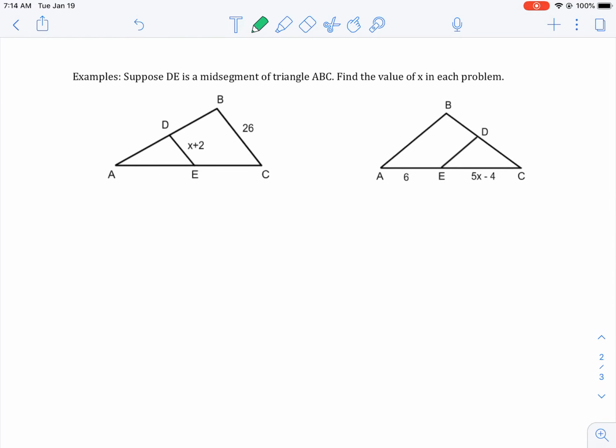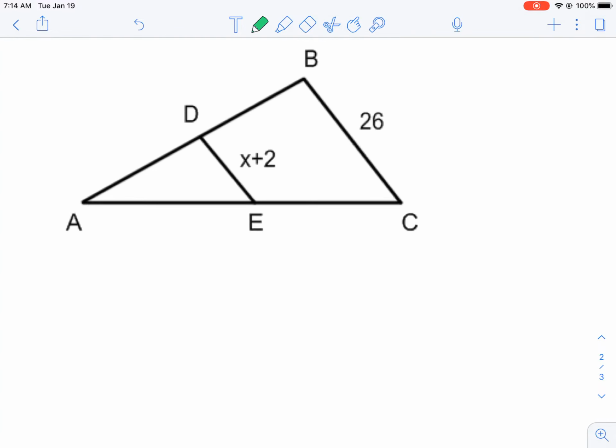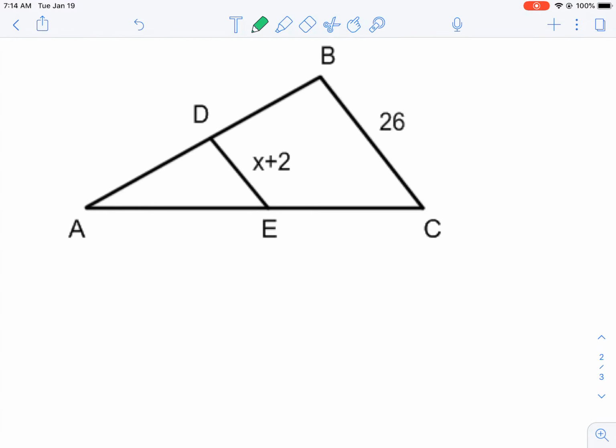All right, so we're gonna do 2 examples here. It says suppose DE is a mid-segment of triangle ABC. Find the value of x in each problem. So in this problem, this one's not too difficult, because we know the mid-segment is gonna be half as long as that side right there.